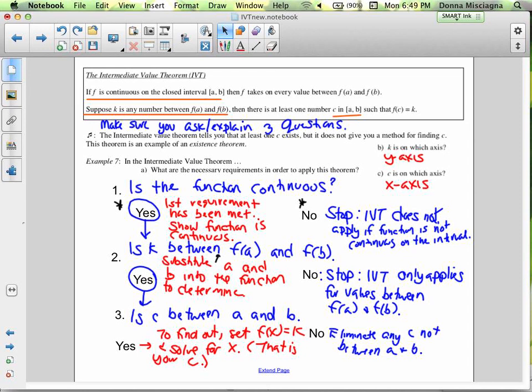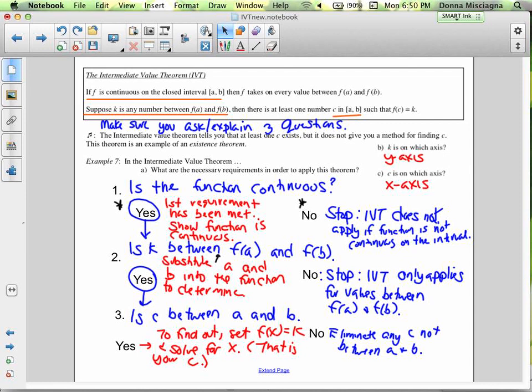If you say no, then stop. Intermediate value theorem only applies for values between f of a and f of b. We don't guarantee anything else. So on the last slide or so, we had an extreme value that was below f of a or f of b. Well, we'll be solving for those using something different and not intermediate value theorem.